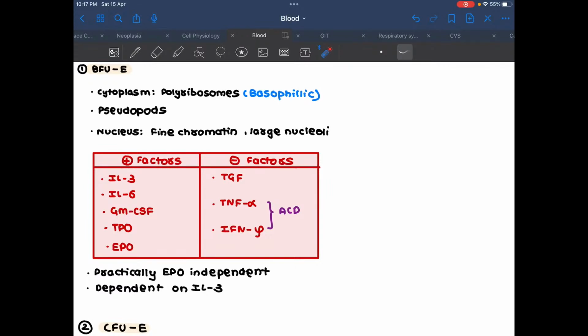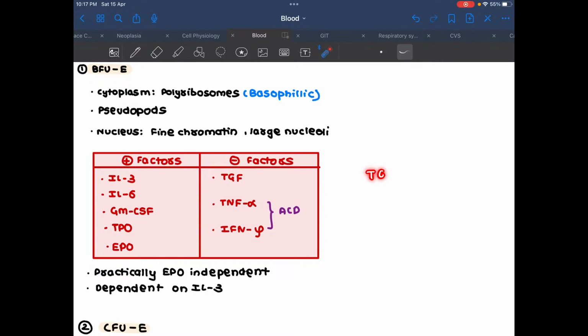What did I tell you guys? For the myeloid lineage, mainly interleukin 3 and 6 will always be there. Then we have something known as GM-CSF, that is the granulocyte macrophage colony stimulating factor. So that will also be there. TPO as well as erythropoietin both can influence your BFUE. What about the inhibitory factors?